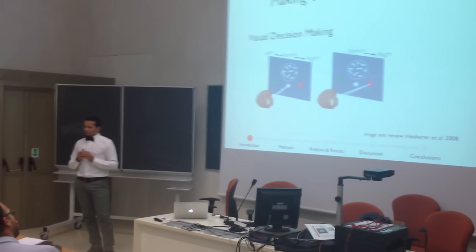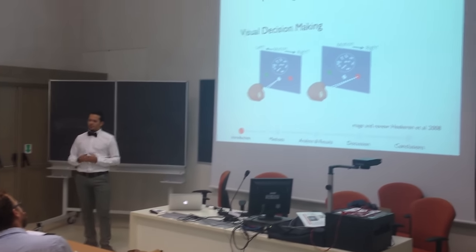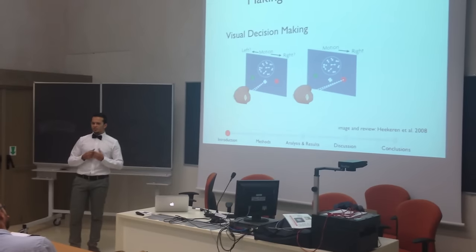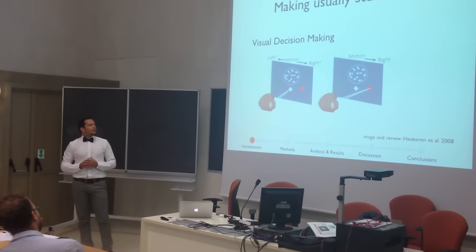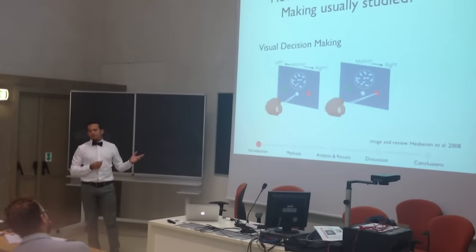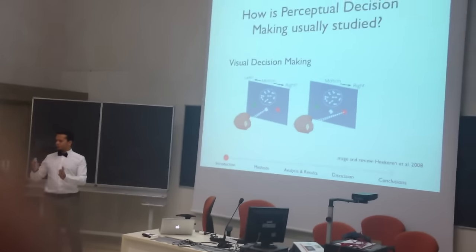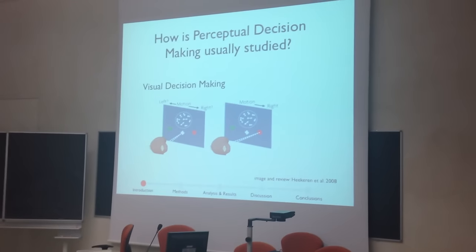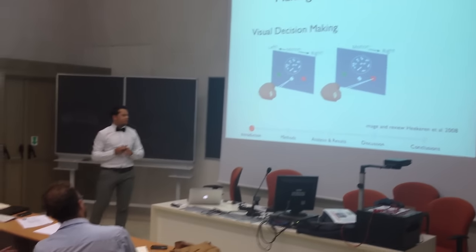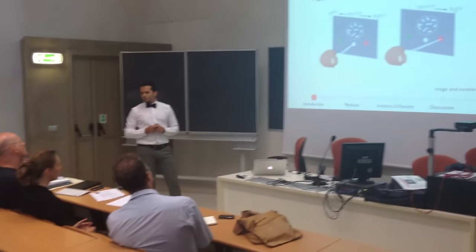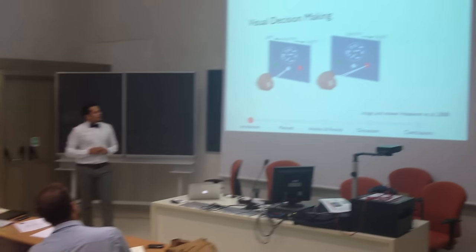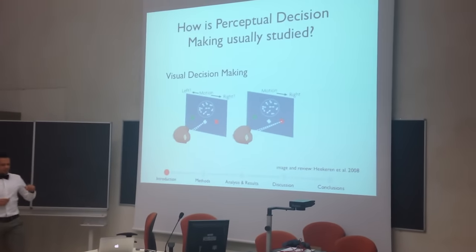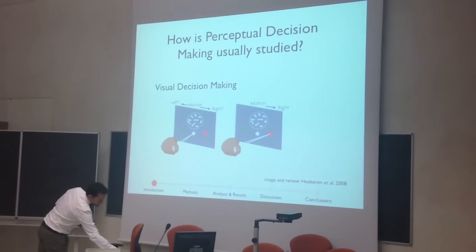Usually, in vision, perceptual decision making has been much studied since the 80s, more than 30 years. And there is a very famous paradigm that is continuously used in different directions of the field, whether it's psychophysics or neuroimaging or neurophysiology. This paradigm is called the random dot paradigm.